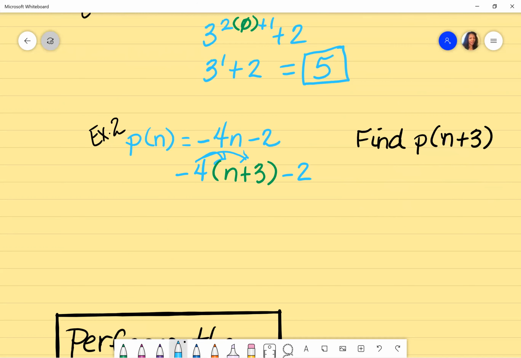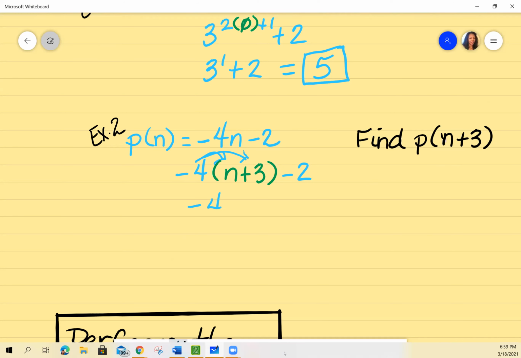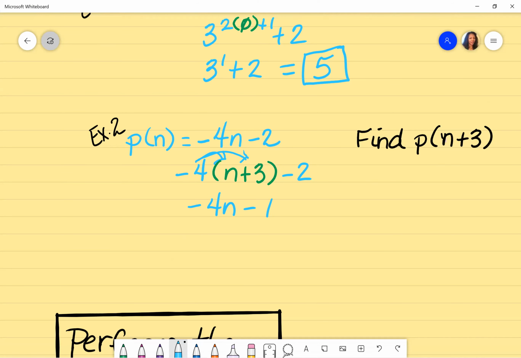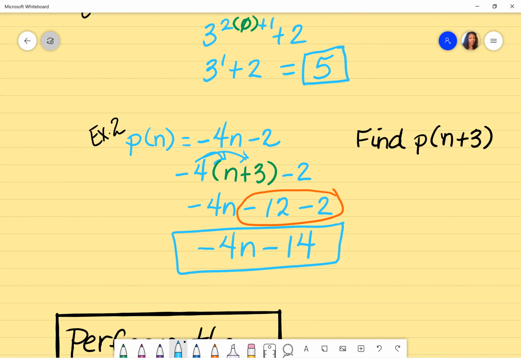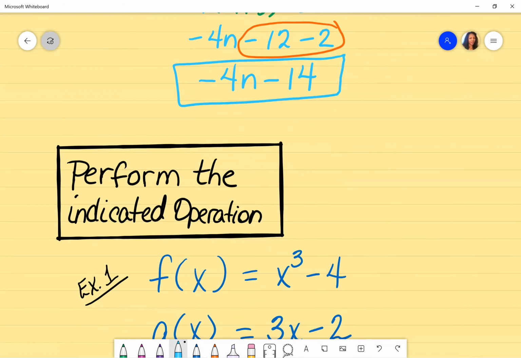All right, so to the way that it's supposed to be written, once we simplify it, it is -4n minus 12, because -4 times 3. And then on the outside, I had -2. Well, now I can combine the -12 and the -2. And my final answer simplified is -4n minus 14. I do not try to factor or do anything else. This is it. That's when my directions ask me to evaluate.